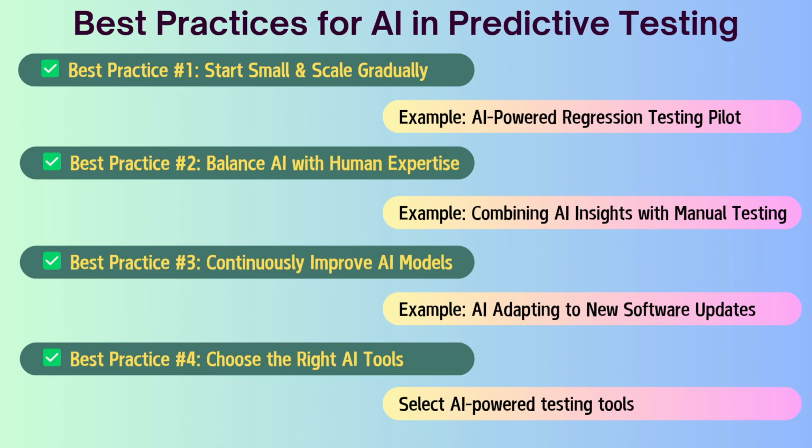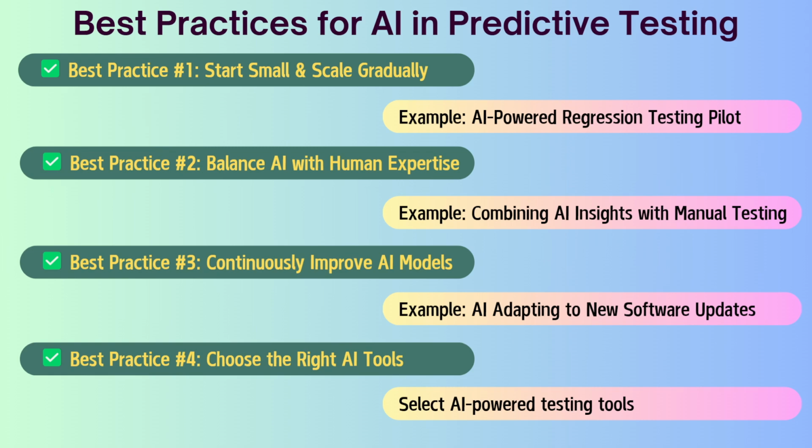For example, AI adapting to new software updates. An AI test optimizer started off with 85% accuracy, but when a new feature was introduced, its accuracy dropped to 65%. After retraining with fresh test data, the accuracy improved to 90%.